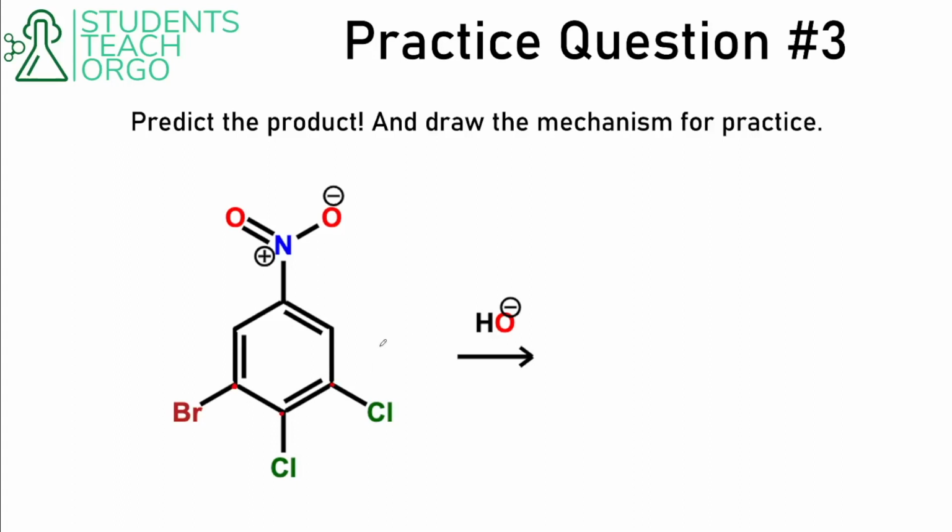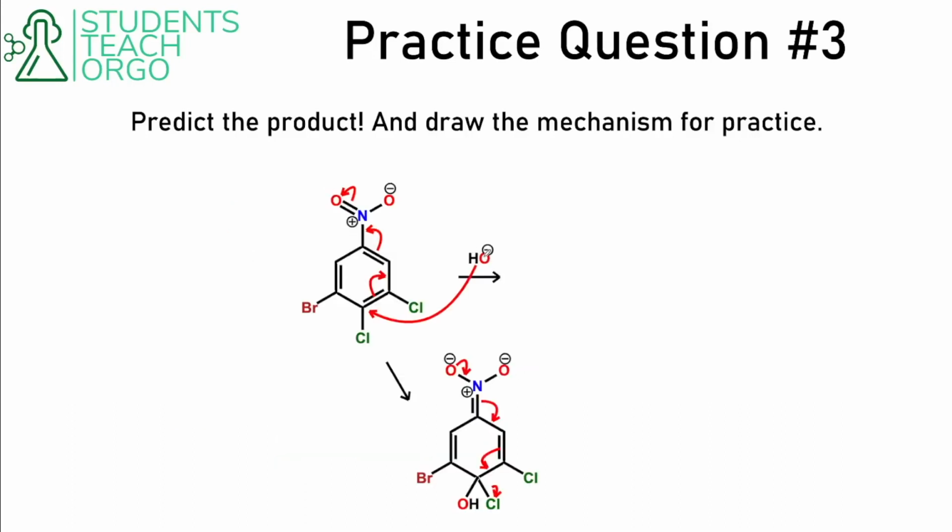Now, if you remember from earlier in the video, in order for the electron withdrawing group to enhance the rate of the reaction, the electron withdrawing group has to be ortho or para to the leaving group. And as you can see here, this bromine and this chlorine are both meta to the electron withdrawing group. So by far, the best choice of carbon for this nucleophile to attack is that carbon right there.